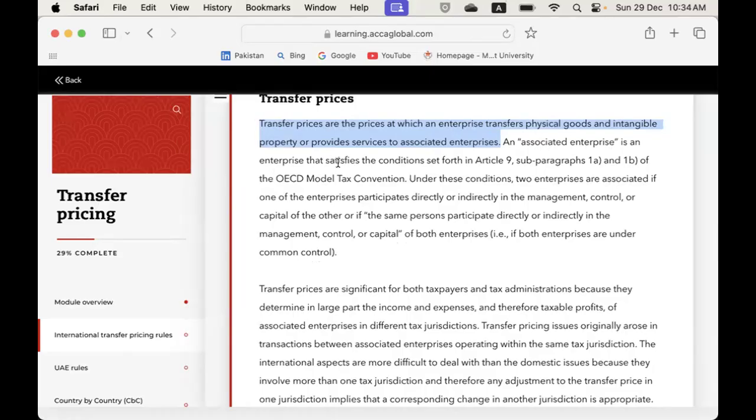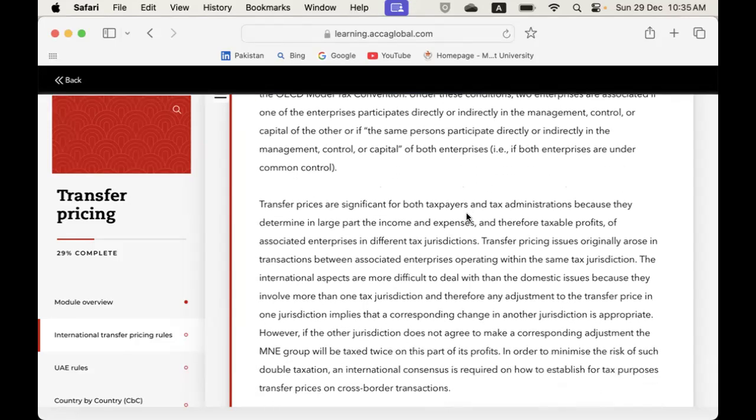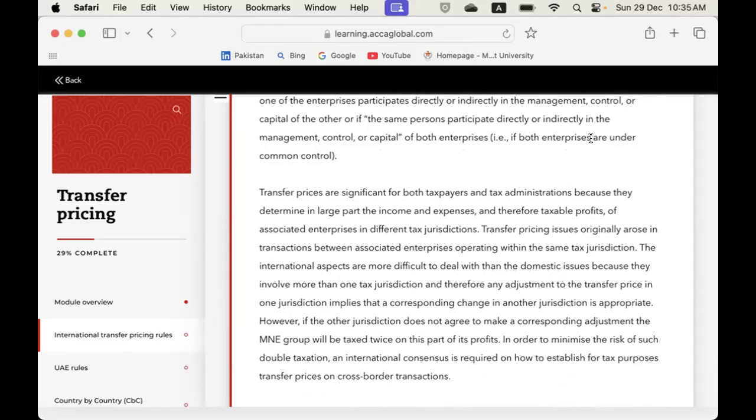An associated enterprise is an enterprise that satisfies the conditions under Article 9 of the Model Tax Convention. Under these conditions, two enterprises are associated if one of the enterprises participates directly or indirectly in the management, control, or capital of the other, or if the same person participates directly or indirectly in the management, control, or capital of both enterprises. So basically two companies are there and one shareholder controls both companies. Those two companies will be seen as associated enterprises. Or let's say that we are ignoring that third party shareholder. There are two companies and one company directly owns or controls the other company. These two companies will be associated enterprises. Both models are possible. One is a pyramid model, the other one is a line. That is, both enterprises are under common control.